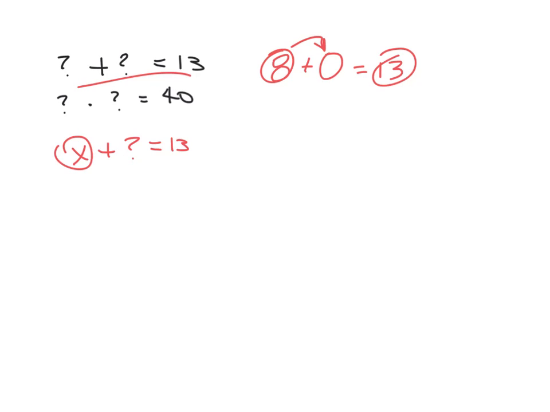But let's see, I know this one is x. What does this one have to be? Well, let's look at this one here. How did we find out what that number was? We took 13 minus 8. So that's what we're going to do here.